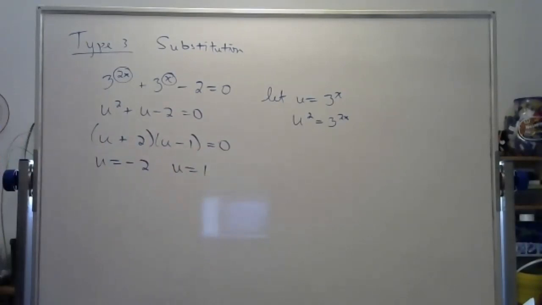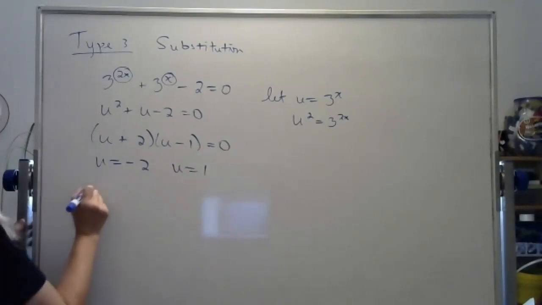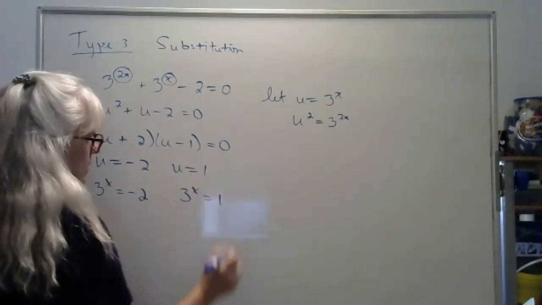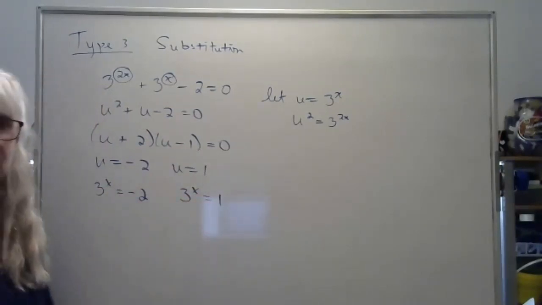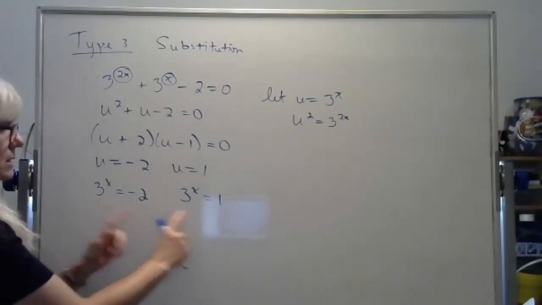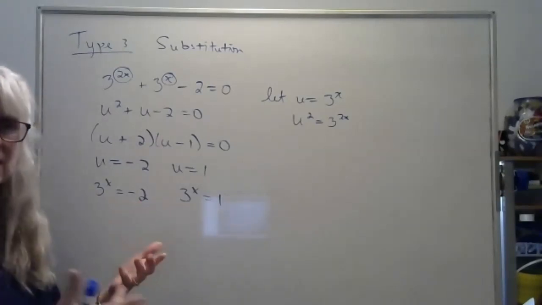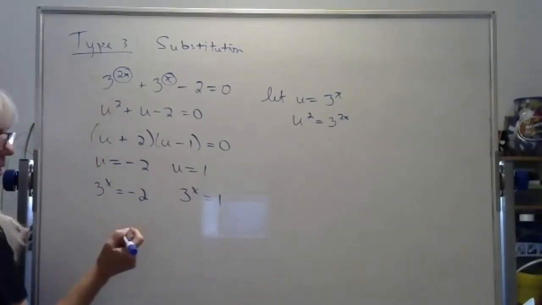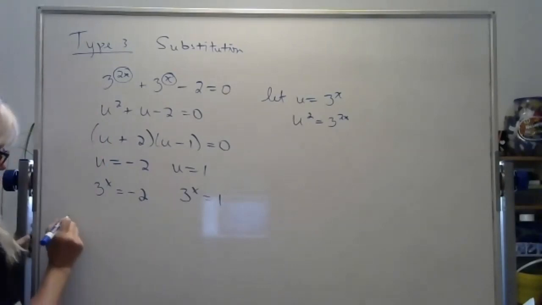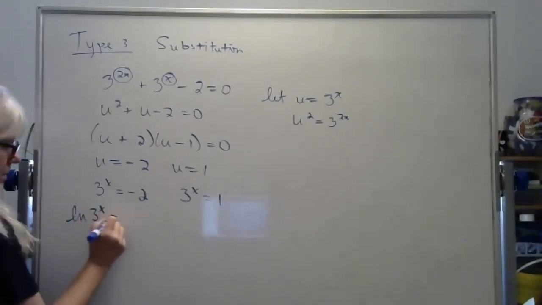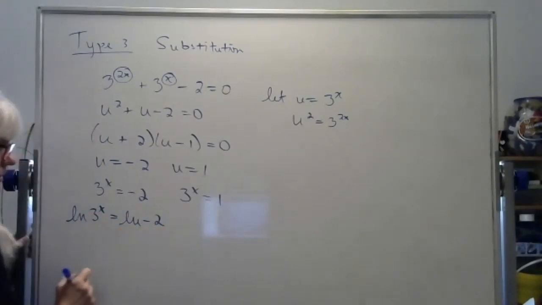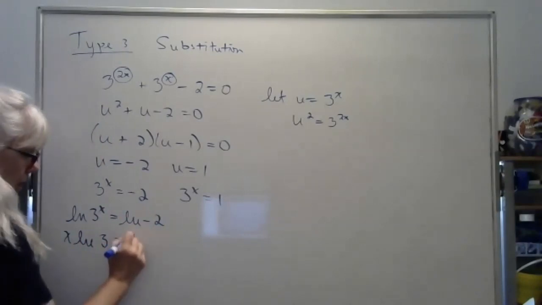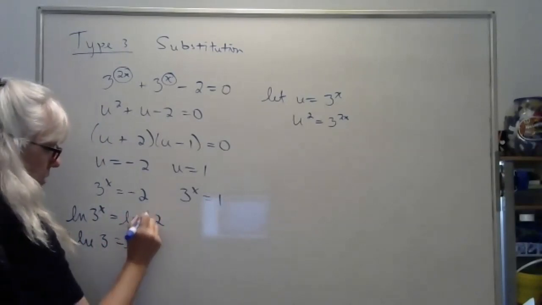At that point, we can unsubstitute. So I'll have 3 to the x equals -2, and I'll have 3 to the x equals 1. And now we're back to the type 2. We now need to solve each of these little exponential equations, but the bases are not the same. So we're just going to take a log everywhere we can. I'll use ln. A lot of times it's quicker to write. So the natural log of 3 to the x equals the natural log of -2. And I'm going to finish that equation. That would be x natural log of 3 equals the natural log of -2.